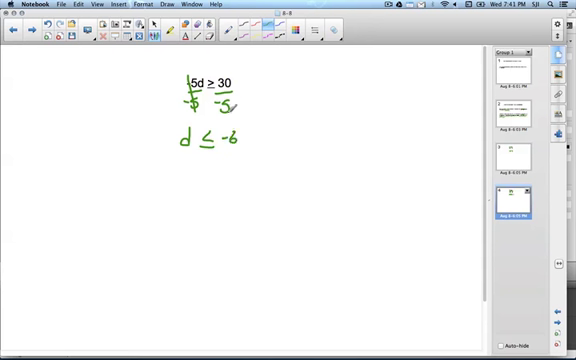So since the number I was dividing both sides by was negative, I had to change the direction of the inequality sign. With this example back here, since the number I was dividing by wasn't negative, it was positive, I didn't have to change the direction of the inequality sign. That's all there is to solving inequalities with multiplication and division. You just have to remember when the number you're multiplying or dividing both sides by is negative, you have to swap the direction of the inequality sign.